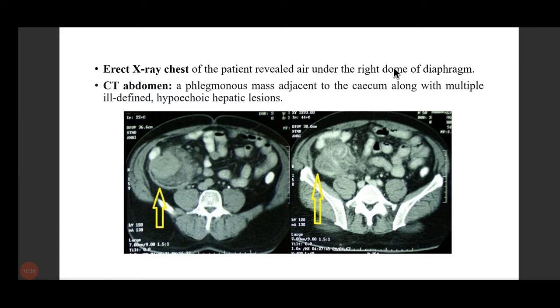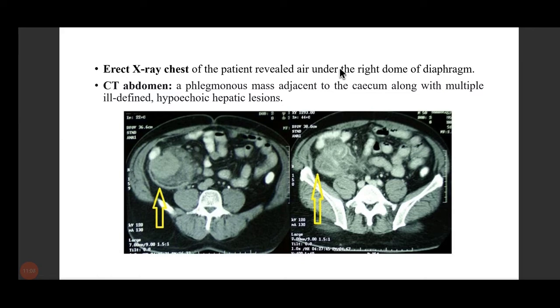Diagnosis. Just write a few answers. Air under the right dome of diaphragm on erect chest X-ray. Good, intestinal rupture. So perforation peritonitis is the diagnosis.